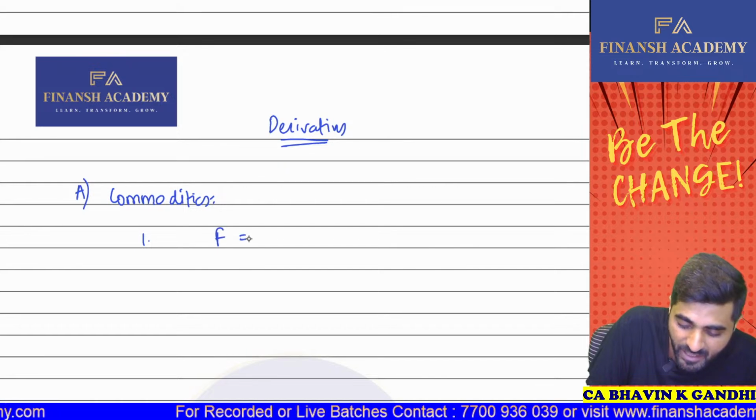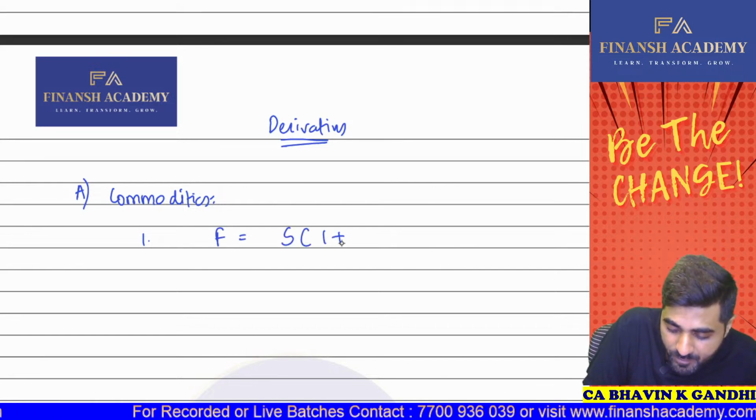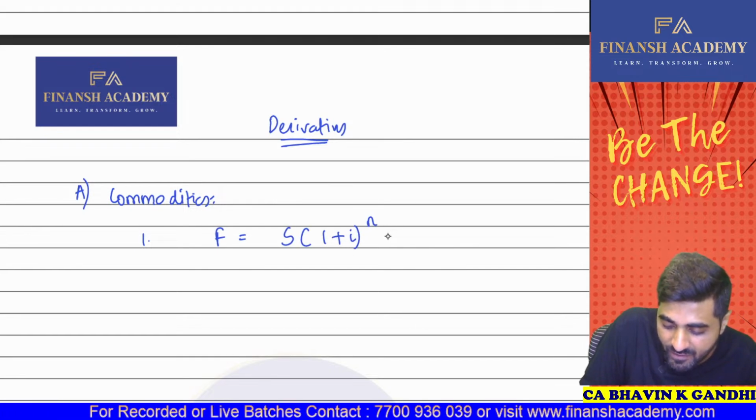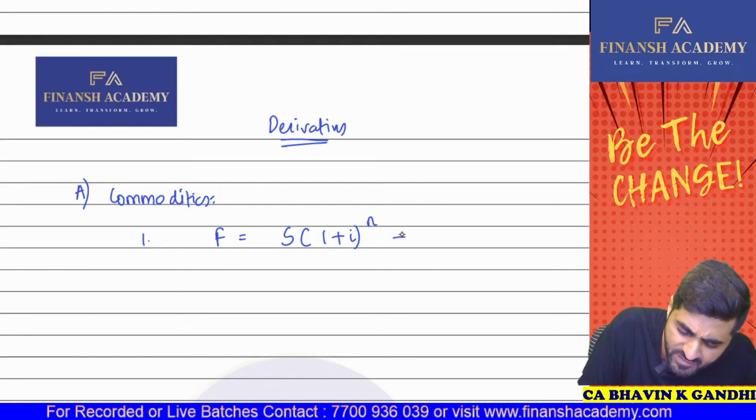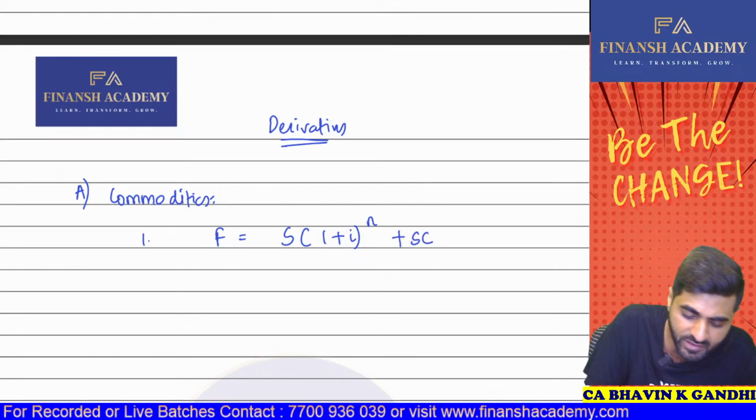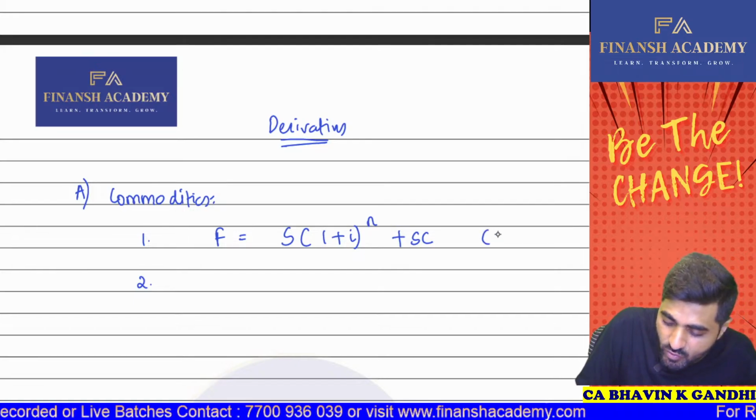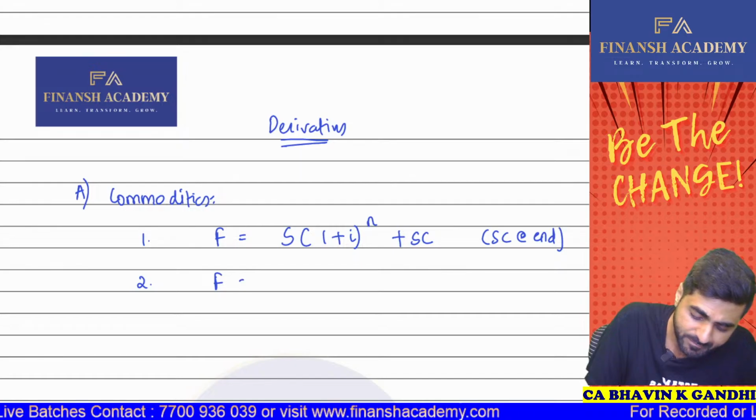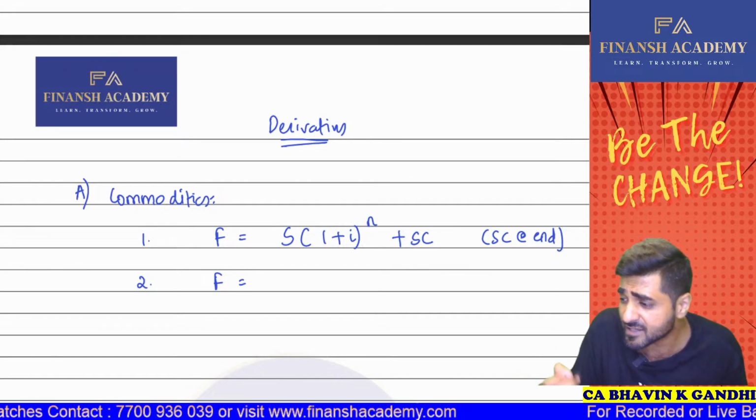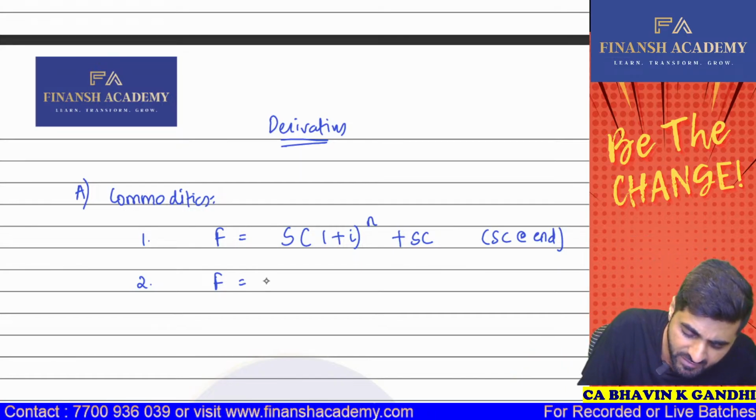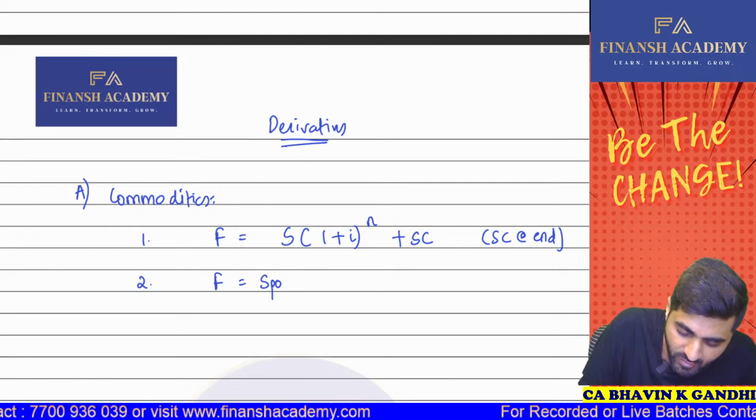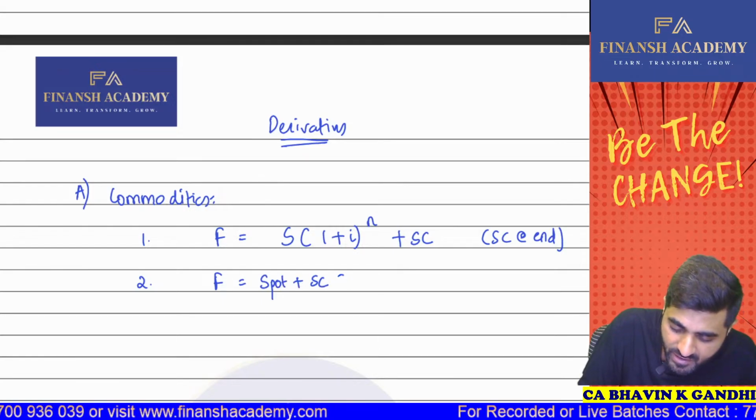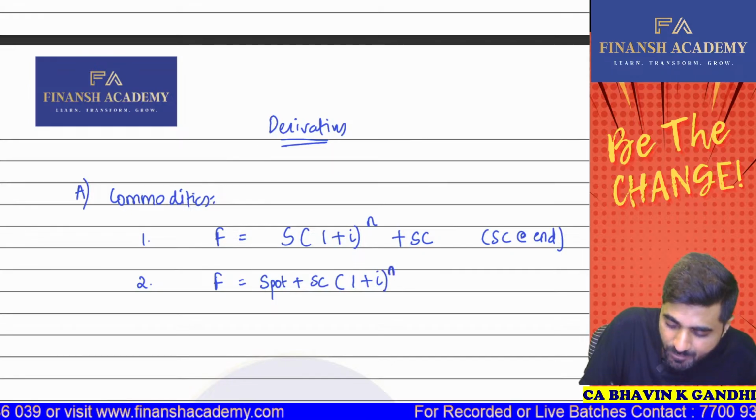So your future price will be spot into (1 plus i) raised to the power n, plus whatever is the storage cost, we will take that into consideration. And this is when the storage cost is paid at the end. Then your second formula will be, your future price is nothing but what? It is nothing but (spot plus whatever is your storage cost) into (1 plus i) raised to the power n.